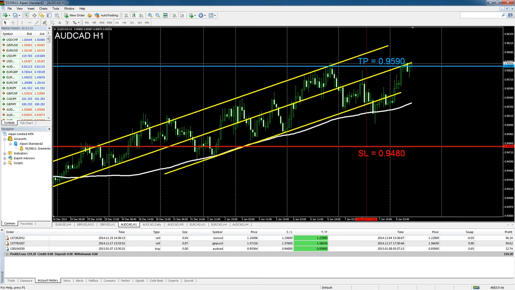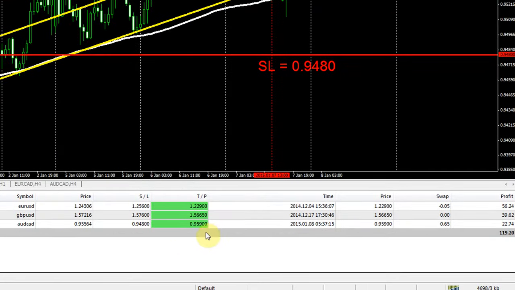It has been just over 20 hours since we opened our Australian dollar Canadian dollar buy order, and we have a result. The buy order was closed at a profit, and we can see this from the account history tab down here. As you can see, the green indicates that the order was closed at take profit.